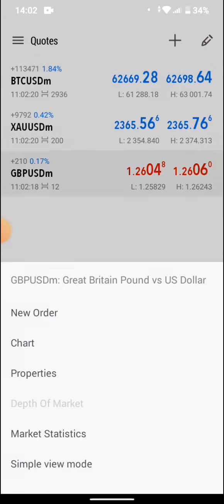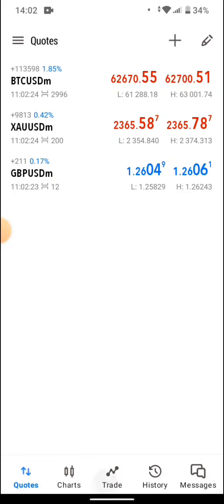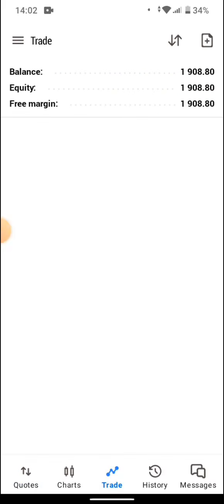We are going to look for another setup again. Okay, so our account is currently $1,900. So we look for another setup and we open another trade again. Our account is $1,900.